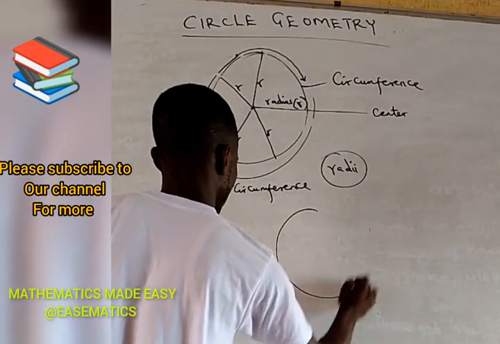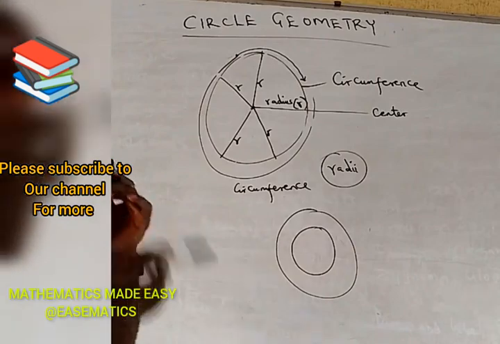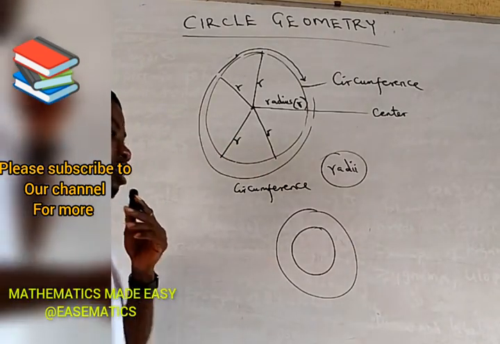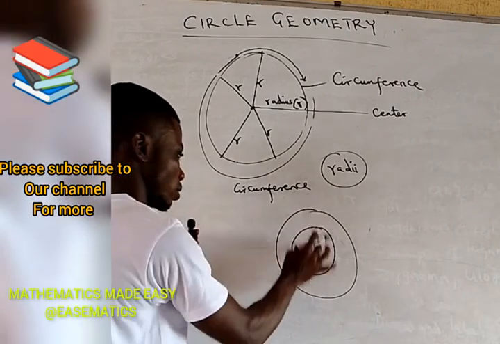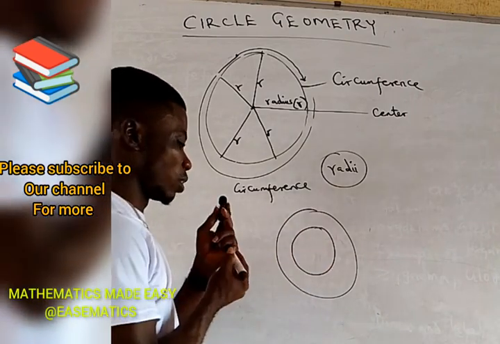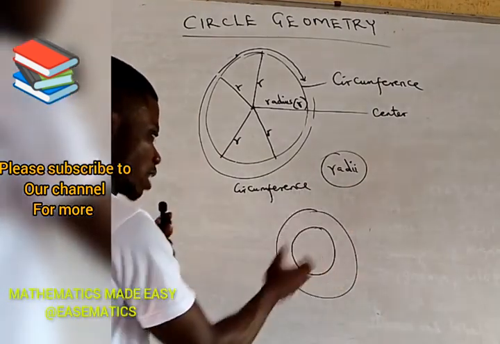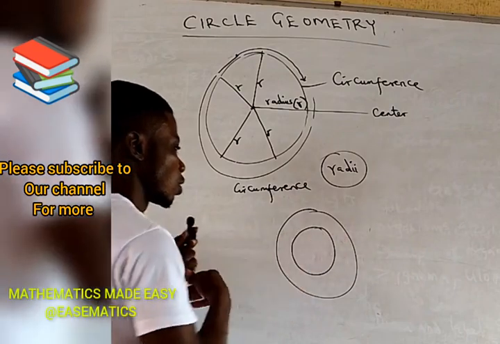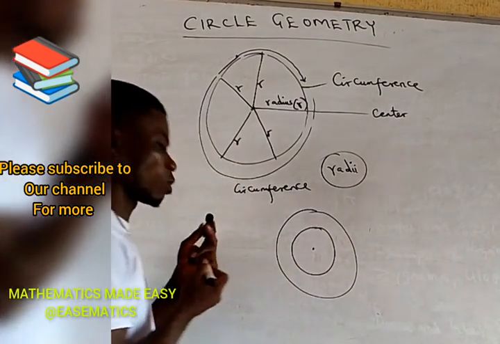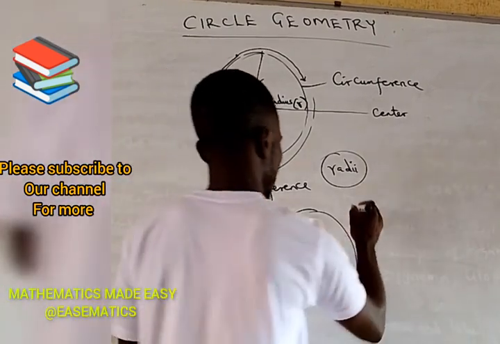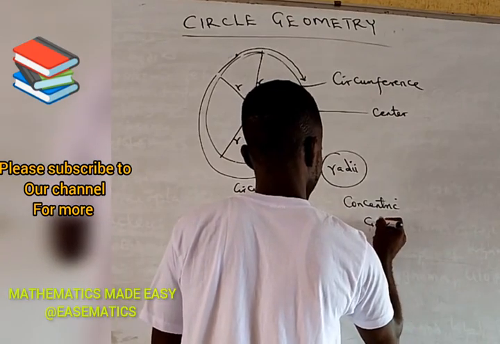When we say a concentric circle, we mean a circle inscribed in another circle, that is, a circle that is contained in another circle. This is a circle, this is another circle. This circle is contained in this bigger circle. So we call this concentric in the sense that they have an equal center. Concentric circle.